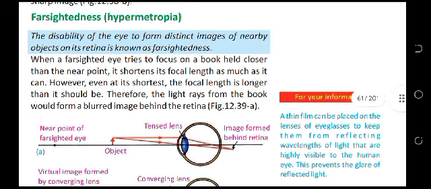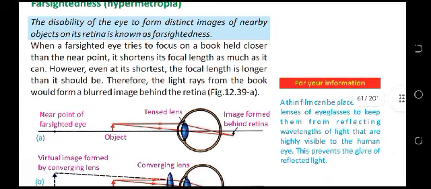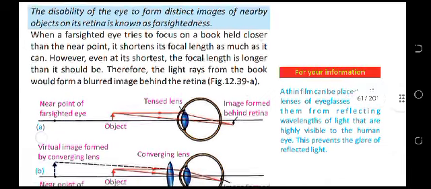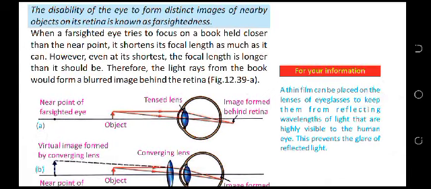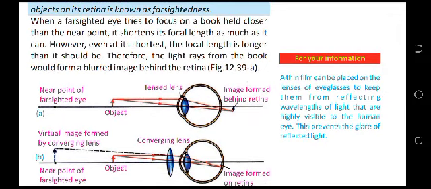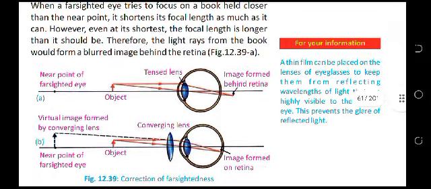When a farsighted eye tries to focus on a book held closer than the near point, it shortens its focal length as much as it can. However, even at its shortest, the focal length is longer than it should be. Therefore, the light rays from the book would form a blurred image behind the retina.